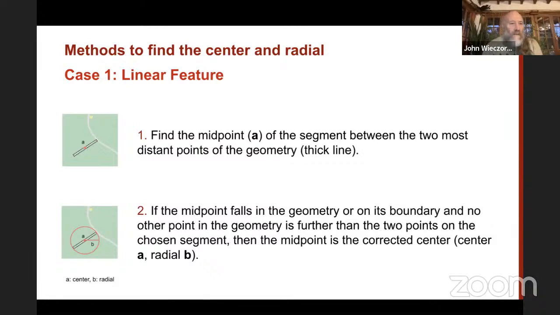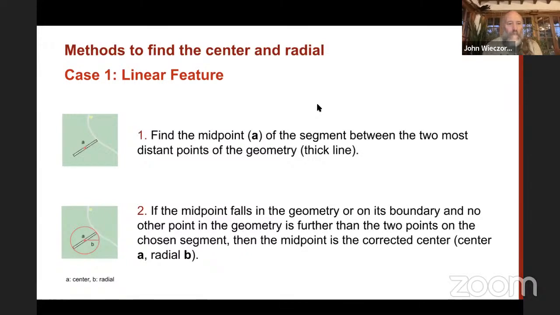The first one is the case of a linear feature. It's simple. It's a strip of road or part of a river, or maybe it's an airline landing strip, things like that, things that are basically composed of lines. First thing we do is we find the midpoint, in this case labeled as A, of the segment between the two most distant points of the geometry. Here the geometry is the line segment. And on the diagram, it's the thick line, the one that's got dots all the way around it.